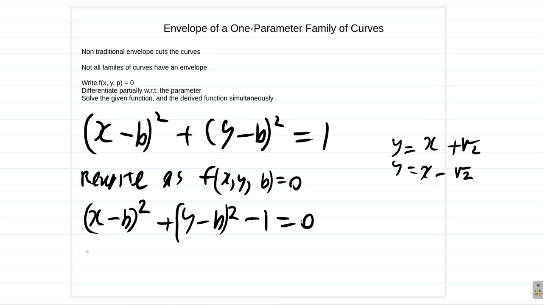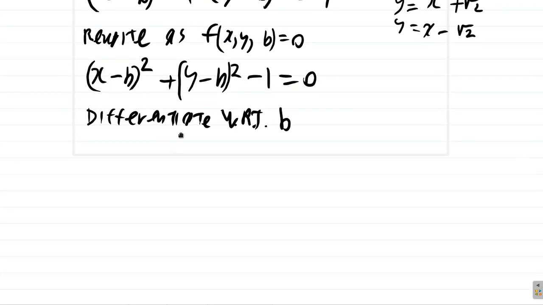Now the next step, differentiate with respect to our parameter b. Alright? So now here you're going to use the chain rule.